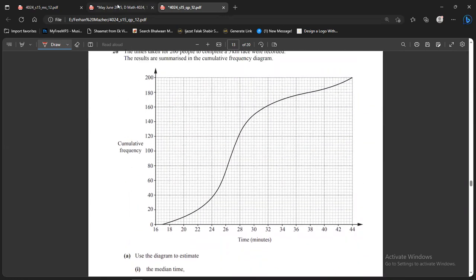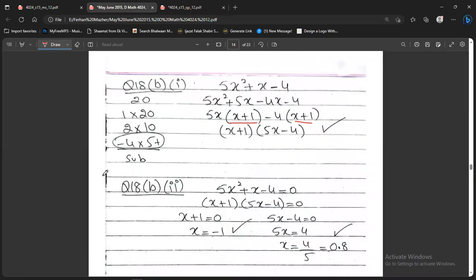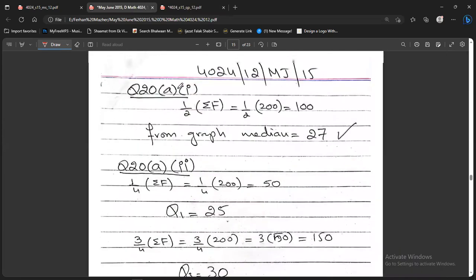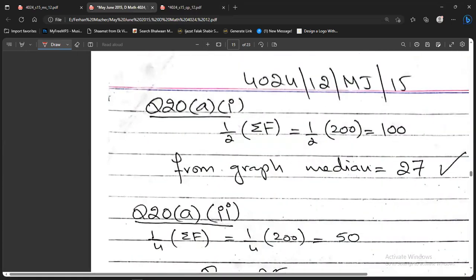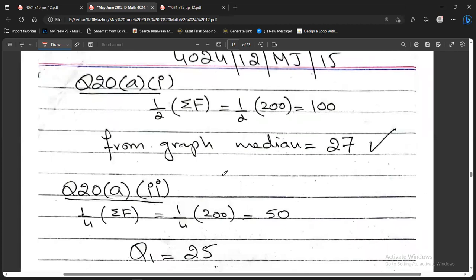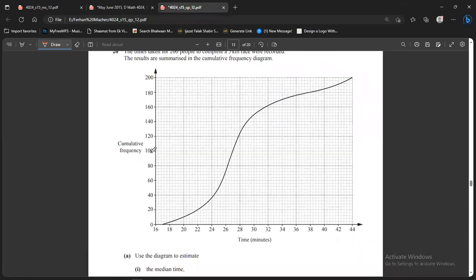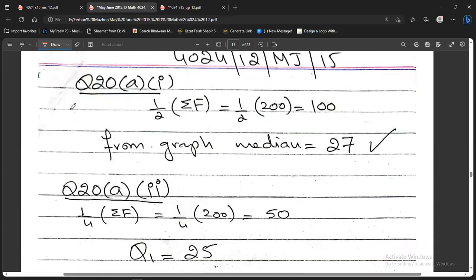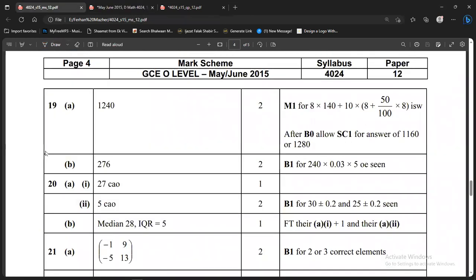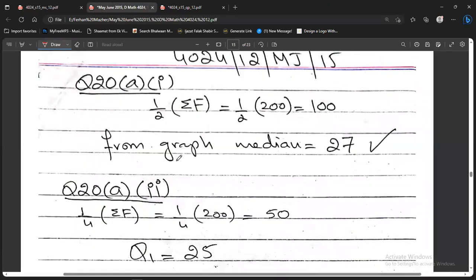Median is 1/2 of the total frequency, and 1/2 of the total frequency here will be 1/2 of the 200, and that will be 100. So on the y-axis, I will check where is the 100. From 100, I will go to the graph, and wherever it cuts the graph, I will check what is the value on the x-axis. It's approximately 27. So from the graph, I can tell you the median is 27. The median is 27. Yes, sir. This is the solution.